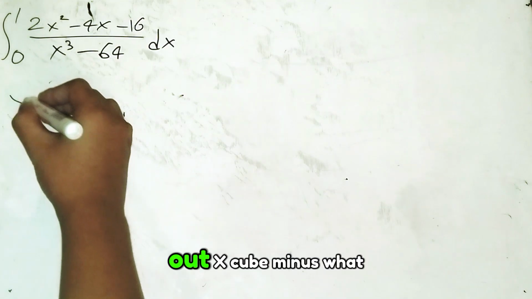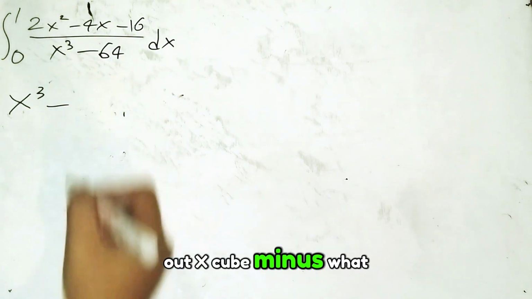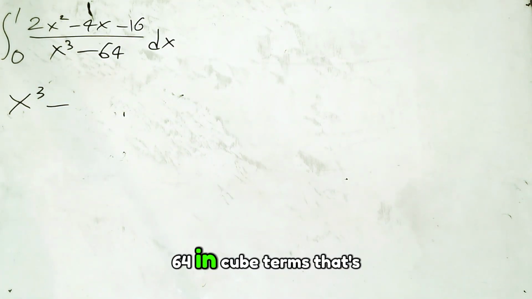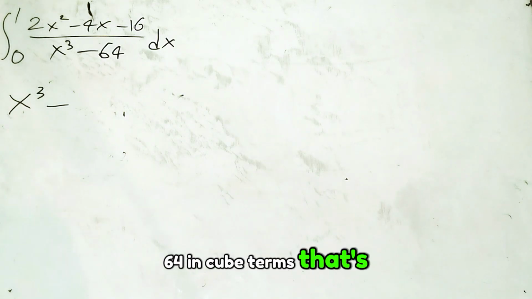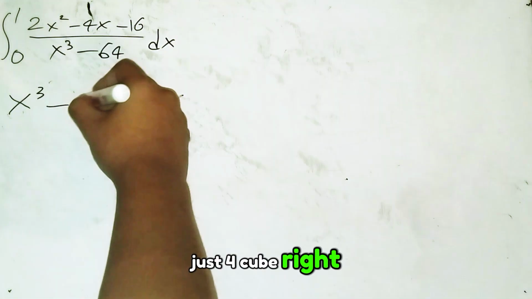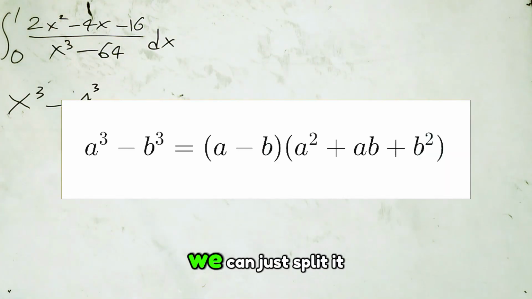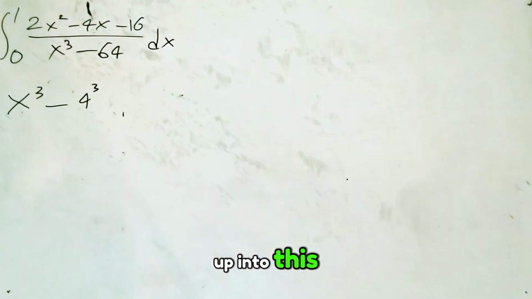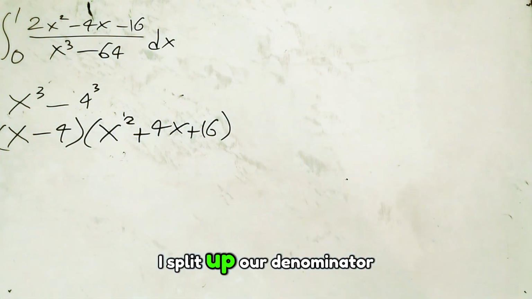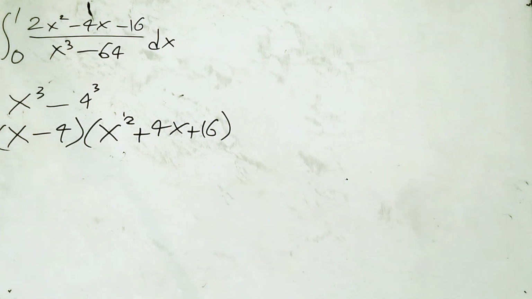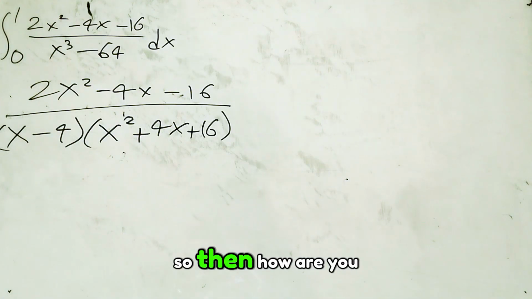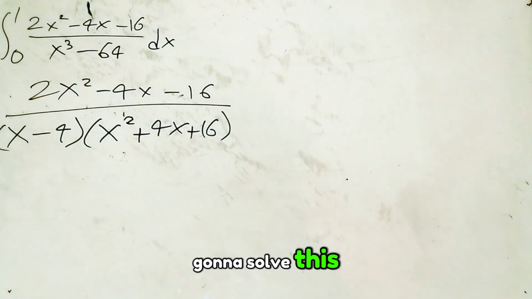So I'm going to factor out x cubed minus, what's 64 in cubed terms? That's just 4 cubed, right? And if we know from this formula, we can just split it up into this. So as you can see, I split up our denominator. So then, how are we gonna solve this?